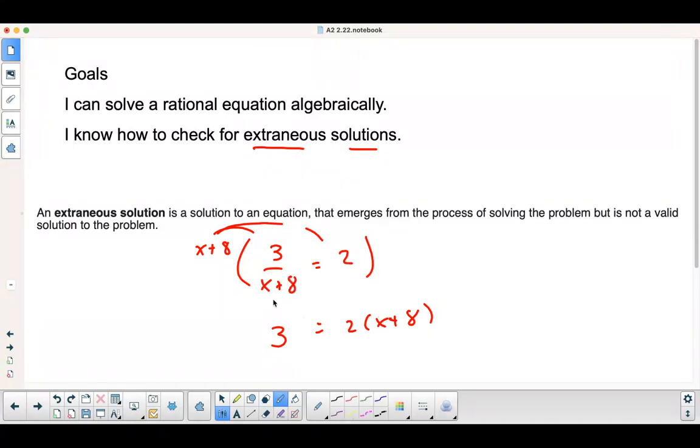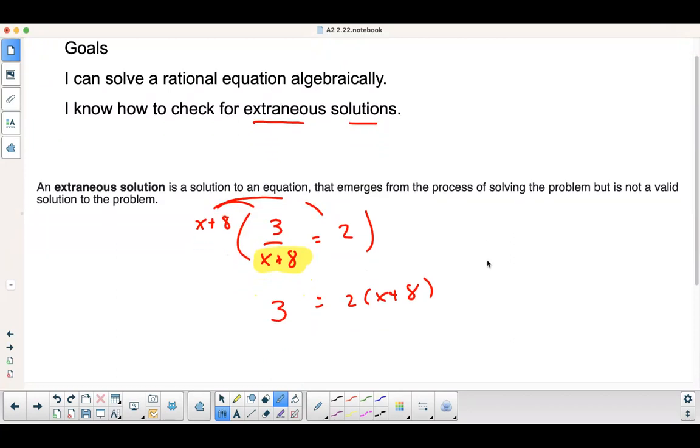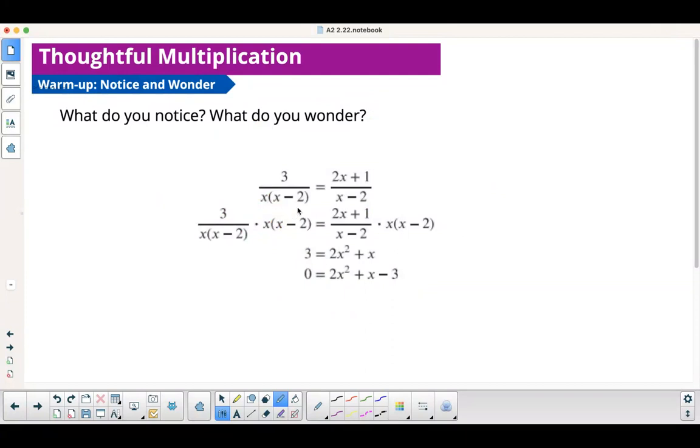But what happens is, if you look at this denominator, okay, what you should know is, oh, if x is negative 8, I'm going to get 0 in the denominator. And you should know that you can't divide by 0. If you're not sure, take any number in your calculator and divide it by 0, and your calculator will give you an error. All right, so on to the warm-up.